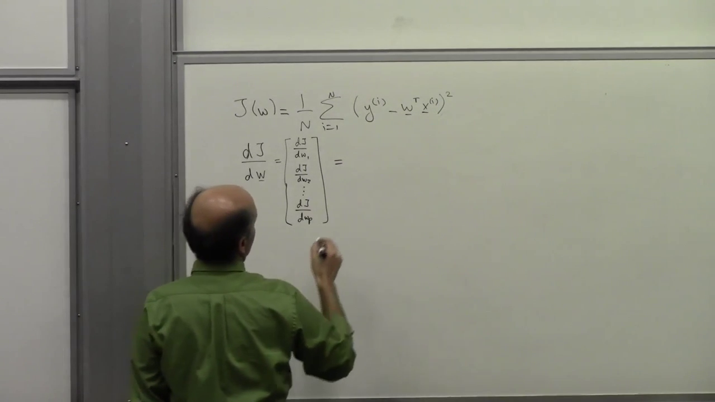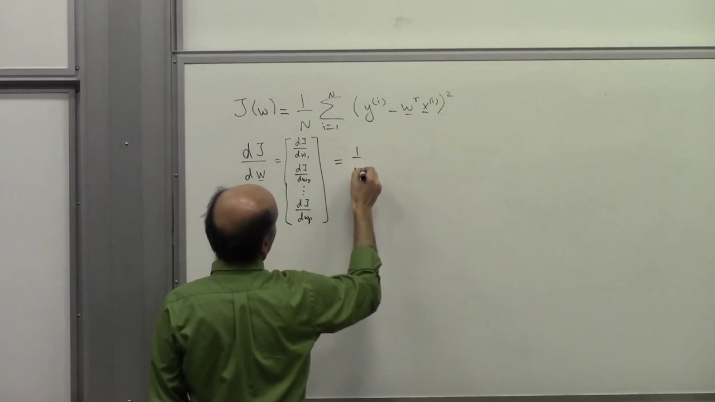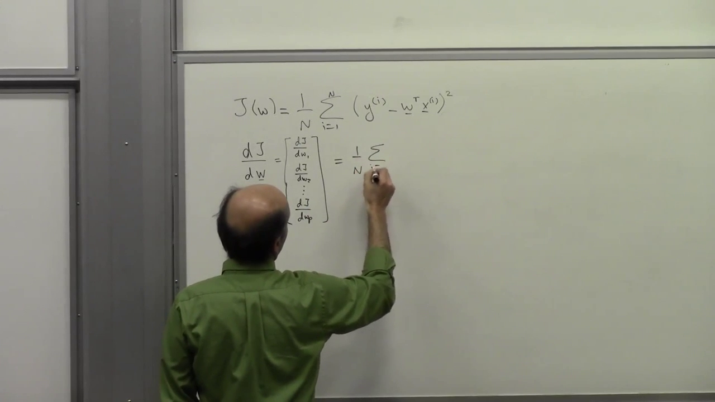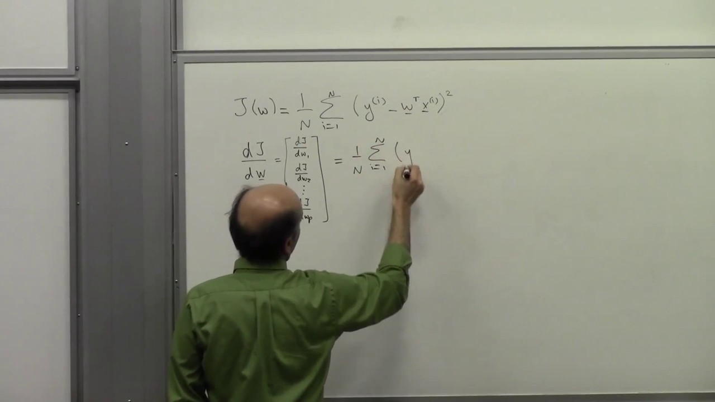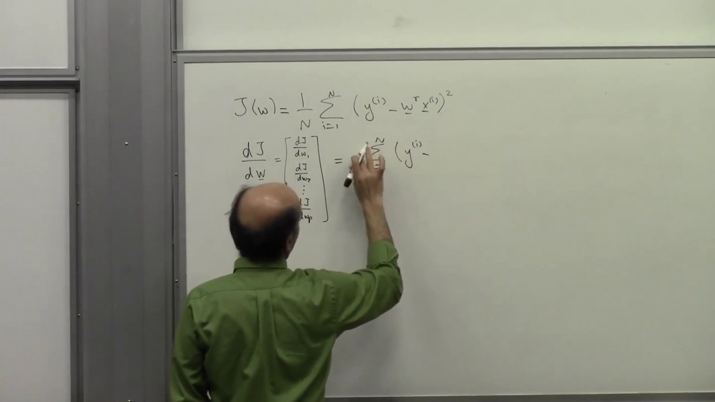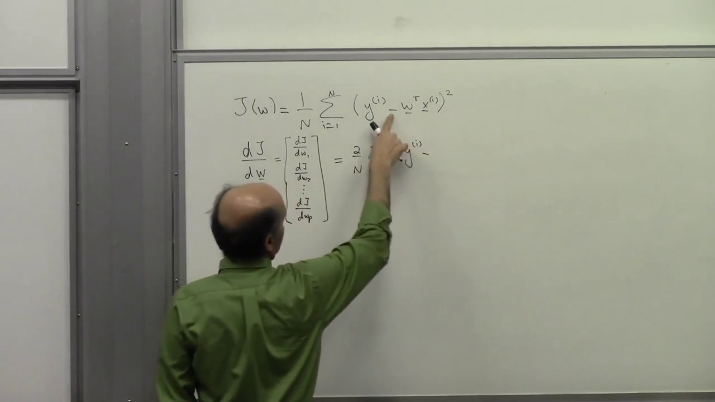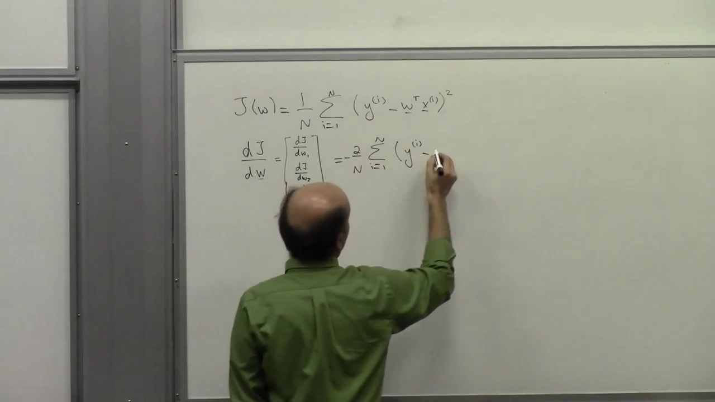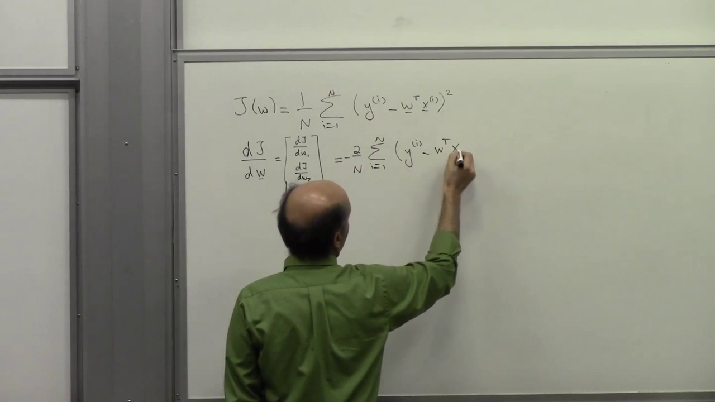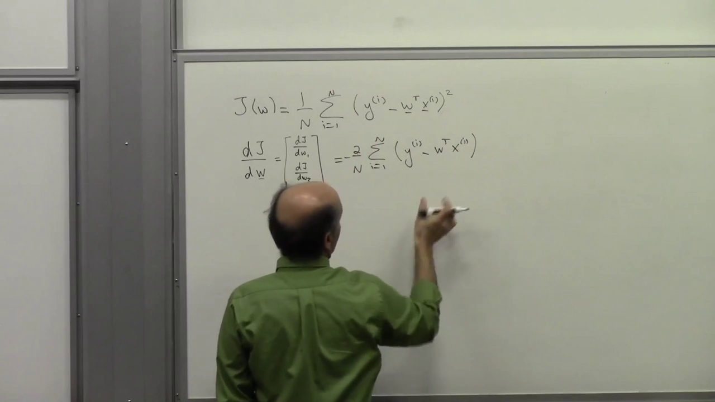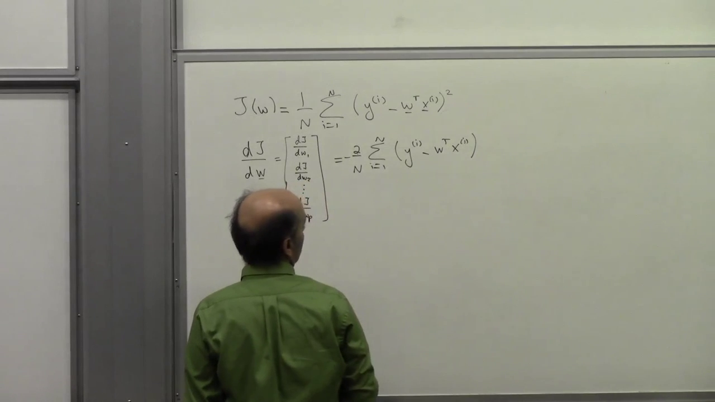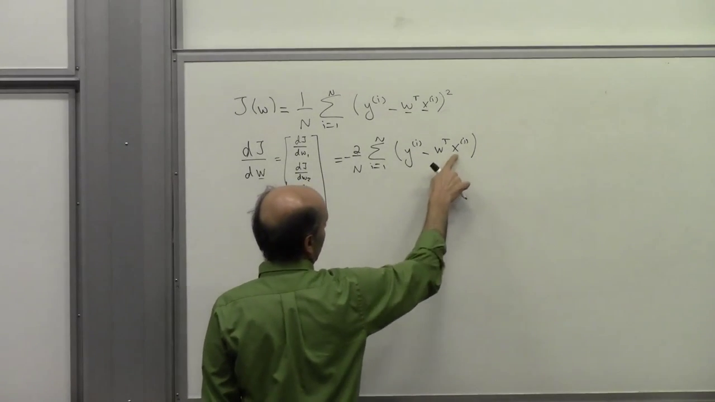So that's going to be equal to 1 over n, there's a 2 here because of the square, there's a negative here, times the derivative of the inside with respect to w, which is going to be just x.